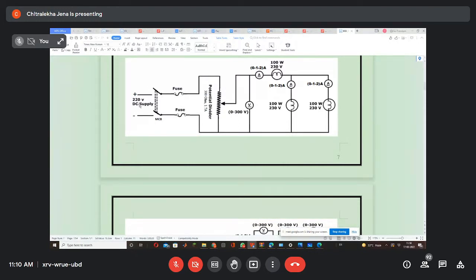So here you see 220 volt DC supply you are giving. Okay. Well, these are the protective device. This is a potential divider. Potential divider means you are providing your 220 volt DC supply. What you will do is, you will vary the DC voltage. You can vary the DC voltage with the help of the potential divider. Okay. So potential divider connection you will see in the video, the offline video which will be shown to you.